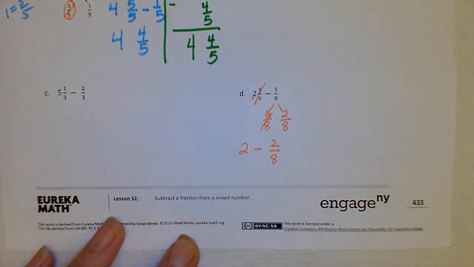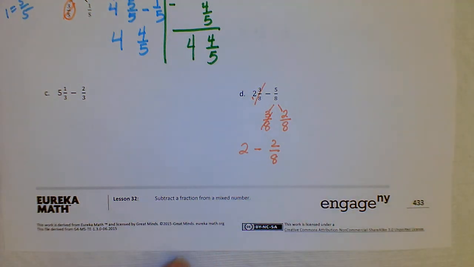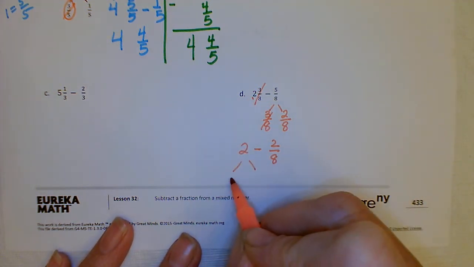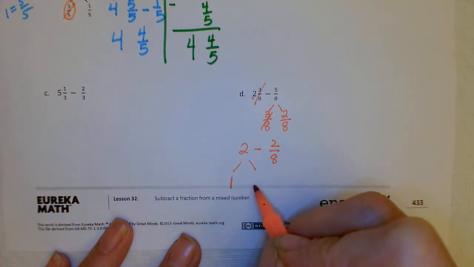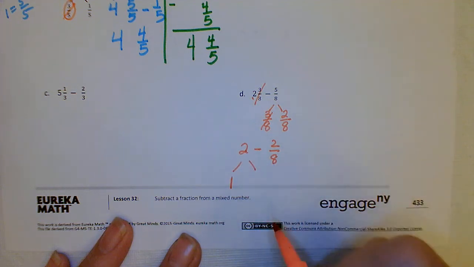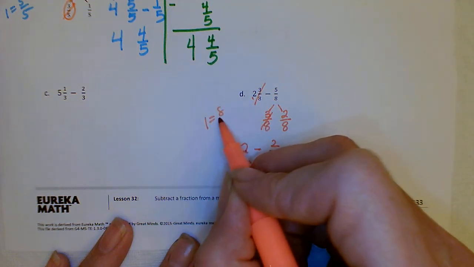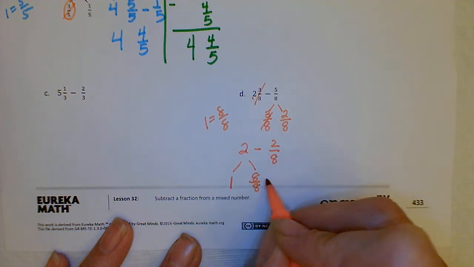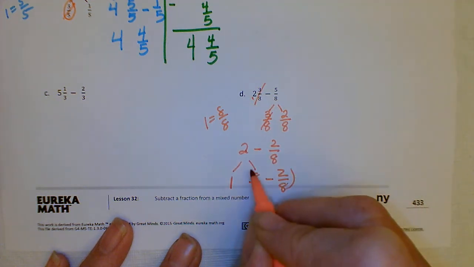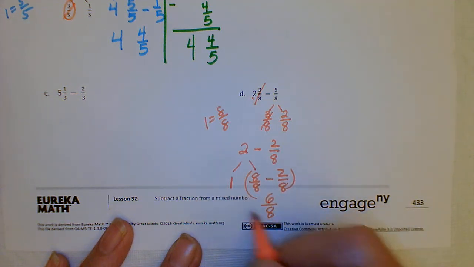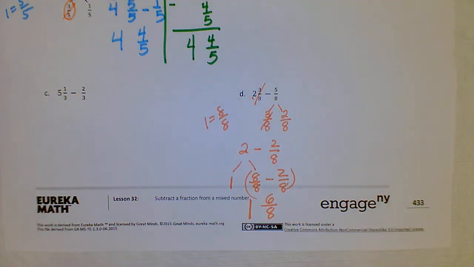But we can't do that again because we have to get a common denominator. So we're going to take that 2 and turn it into 1 and then another 1, because 1 plus 1 is 2. But for this one, our rule is going to be all about the 8s. Our rule is going to be that 1 is equal to 8/8. So this becomes 8/8. And then we're still subtracting 2/8. So 8 of those minus 2 of those leaves us 6 of those. And we still have our 1. So our answer is 1 6/8.